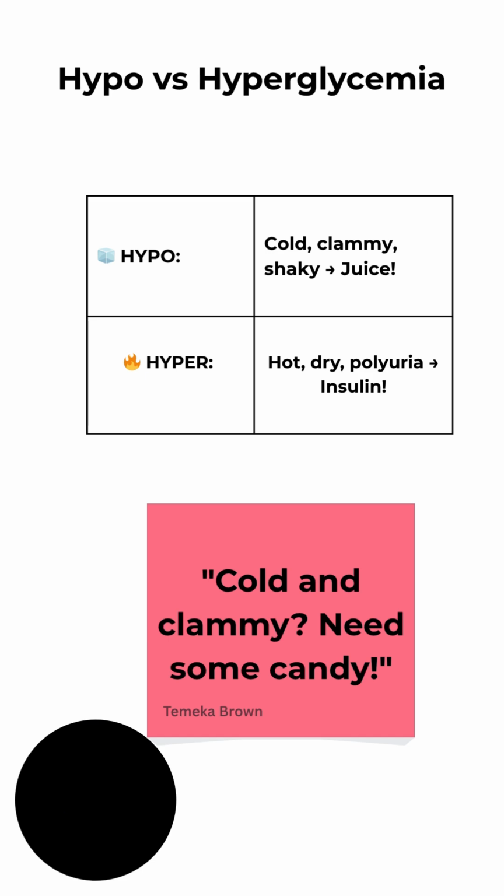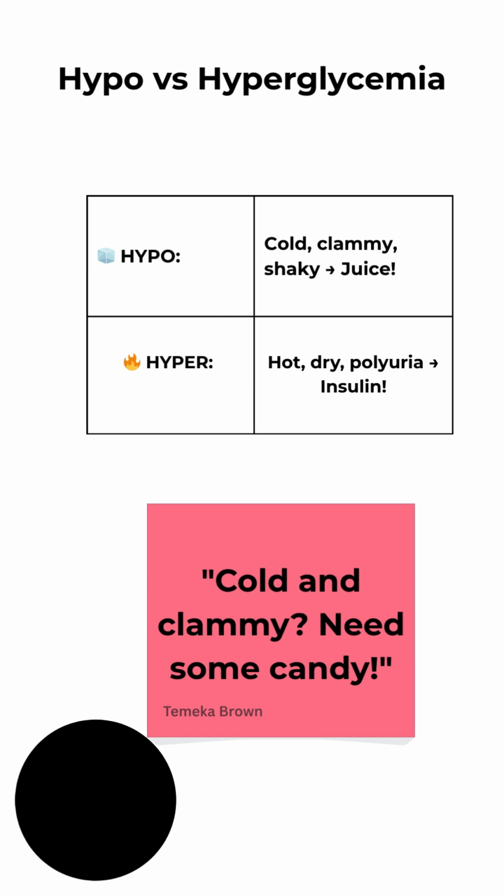Then we have hyperglycemia. You're going to see your patient hot, dry, with polyuria. What do we do? We need insulin. Now it's time for, yes, insulin. We want to bring the patient down. Now they're too high, so we want to get them back to their normal.